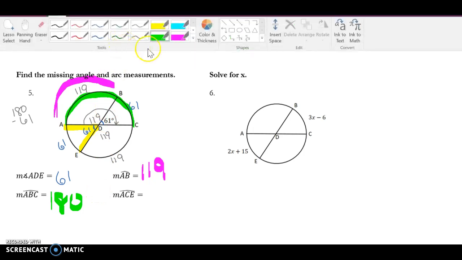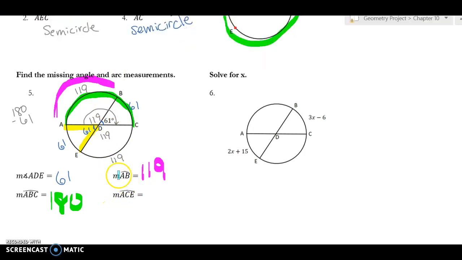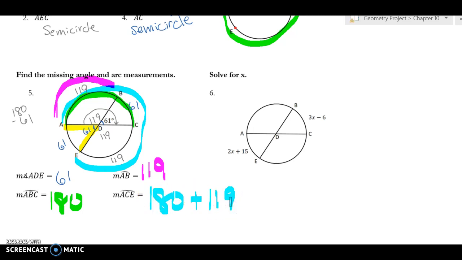All right, last one, one more color because you're not confused enough. A to C to E. So from A to C is 180. But then I've got to keep going, and I pass a 119. So I'm actually going to add those together, 180 plus 119, and I get 299. So when you're finding angles, or arcs, whatever you pass, you add up. If you ever make it all the way back to a whole circle, that's 360, but usually you won't.